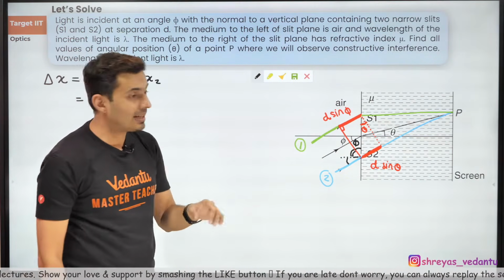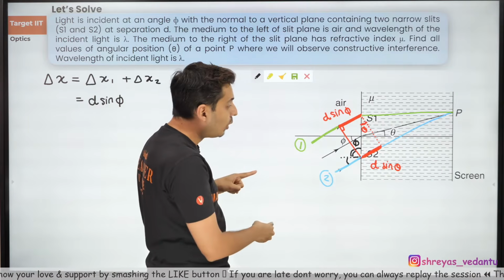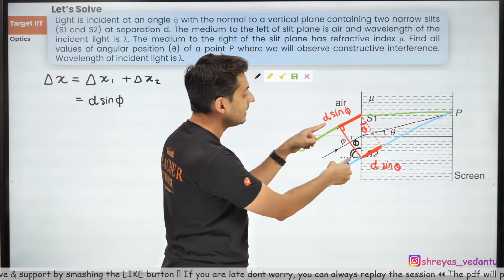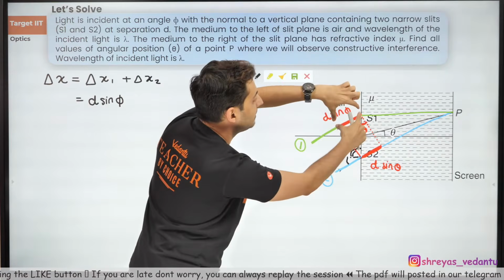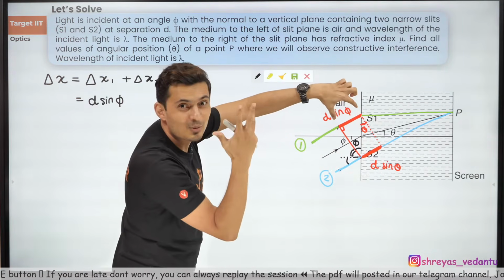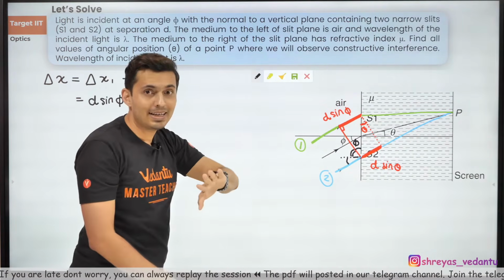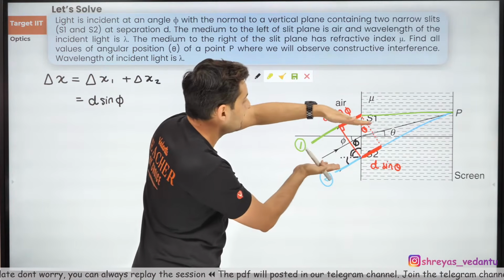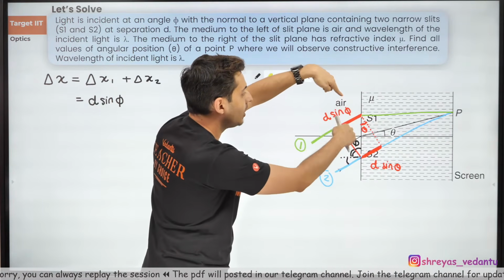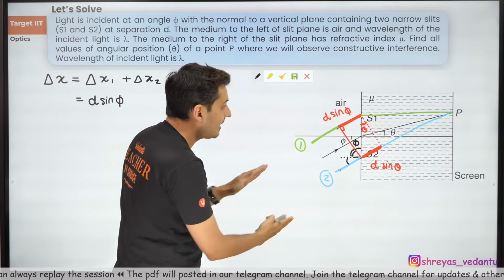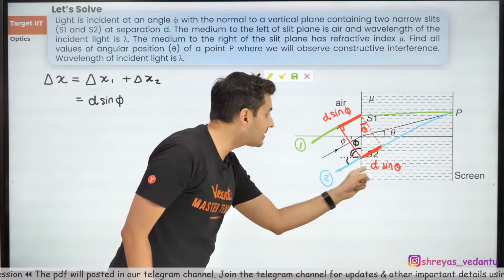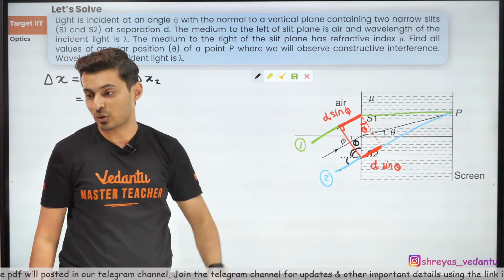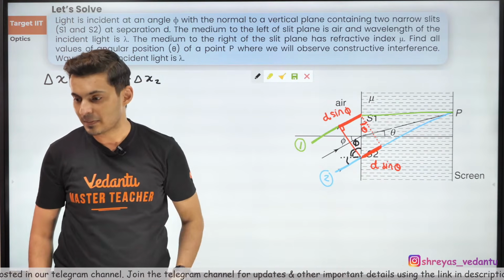Yes, both are traveling parallelly, but both of them are incident at an angle. If both of them traveled horizontally, then this initial path difference wouldn't be there. So usually in YDSE setup, the rays are parallel to the horizontal. So that's why you do not account for this. But if the rays are at an angle, even before reaching the slits, there is already some path difference between the two sources. I hope this is clear.